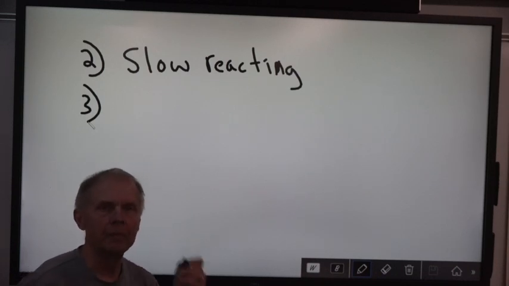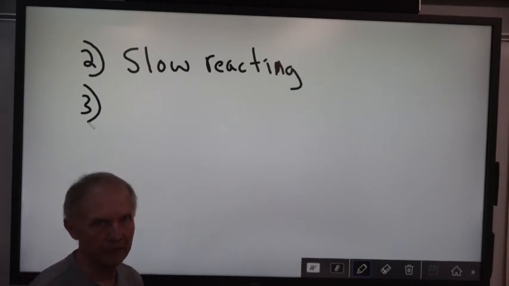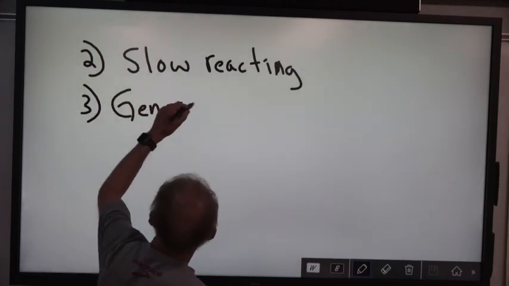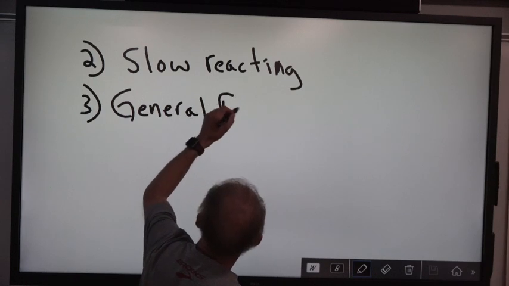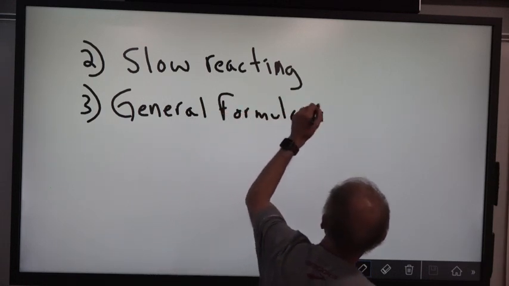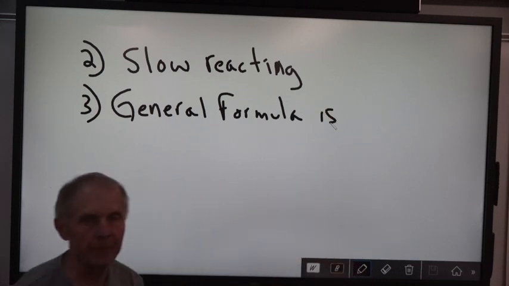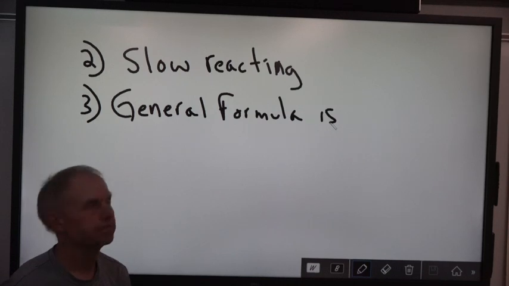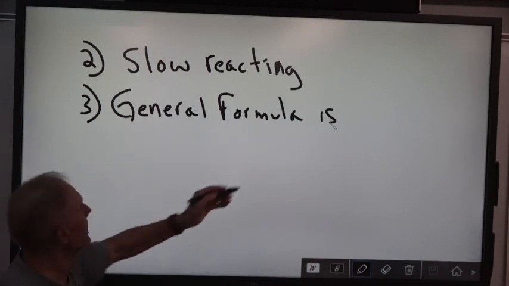I'm going to write this down, but we're going to figure it out later. So number 3 is this. So you're going to leave that blank when you're writing these down. The general formula is, okay, we'll come back to number 3.